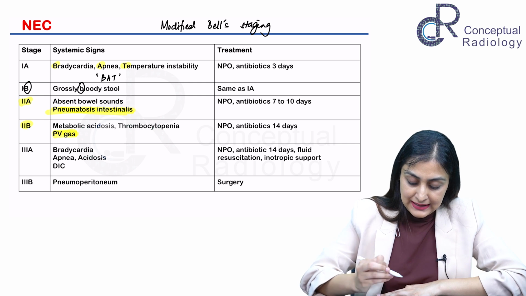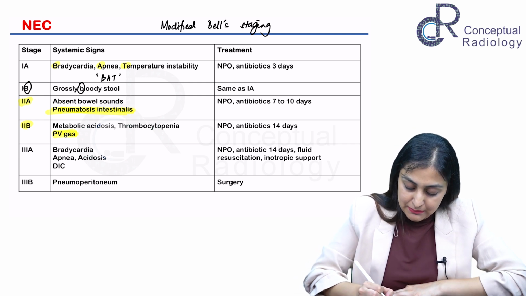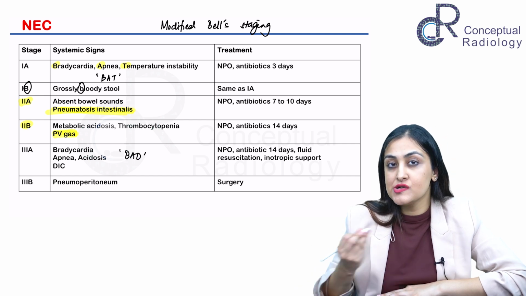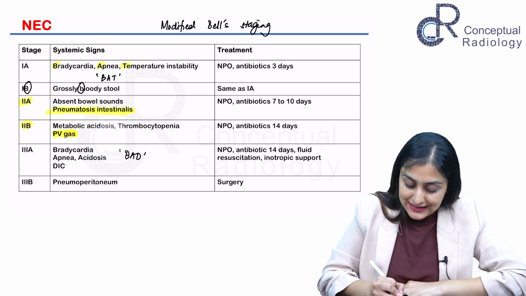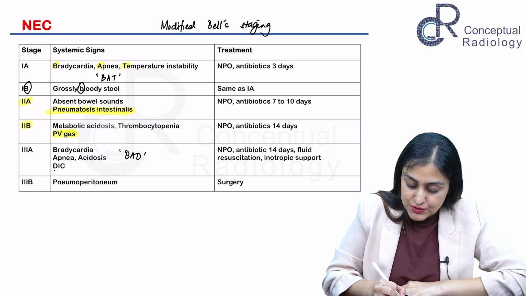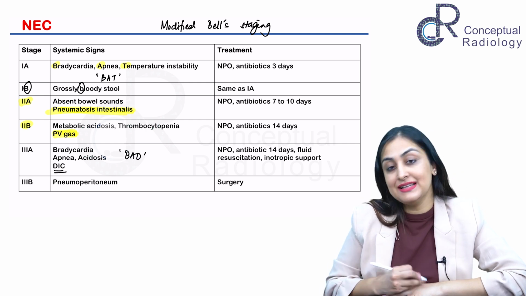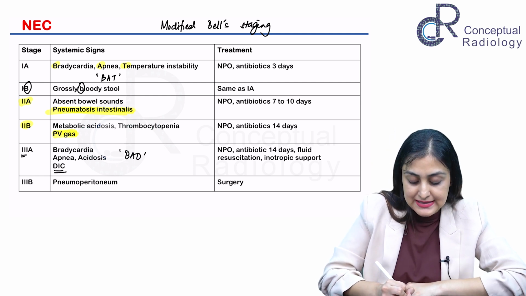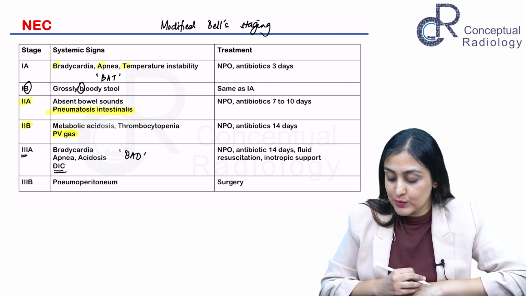What is 3A is, again, you can remember bad. From bad, we've gone on to bad because again, our patient is going on to bad. So you have bradycardia, you have apnea and acidosis, and you have DIC in addition. So you have DIC, which has now developed, 3 letters in DIC. Stage 3 is how you can remember.